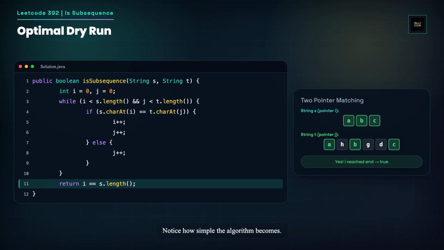Notice how simple the algorithm becomes. One pointer keeps asking, what character do I need next? The other pointer keeps asking, can I find it? That's all the algorithm is doing.